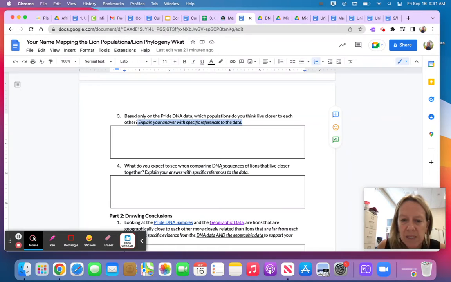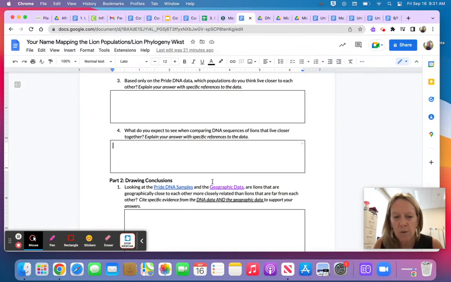Question 4, what do you expect to see when comparing DNA sequences of lions that live closer together? So this was, based on the pride data, which populations do you think live closer to each other? This says, what do you expect to see when comparing DNA sequences of lions that live closer together? Yeah, I'm sorry. If you had, within a pride, lions living real close, do you think their sequences are going to be different or similar?